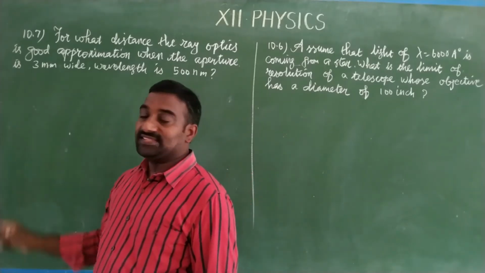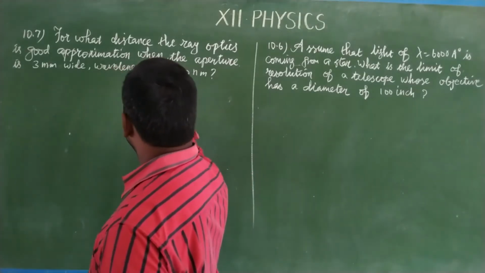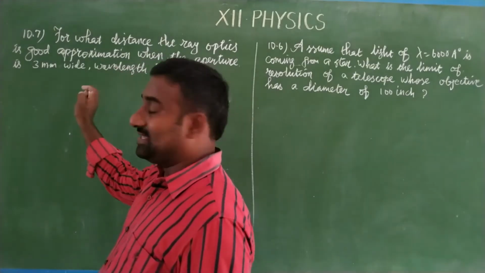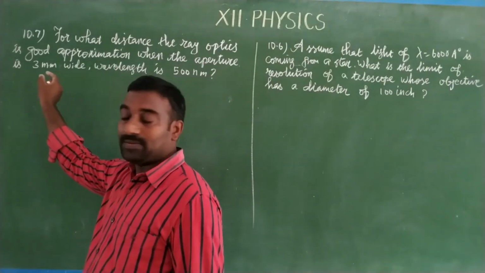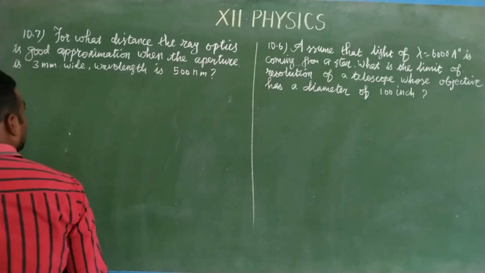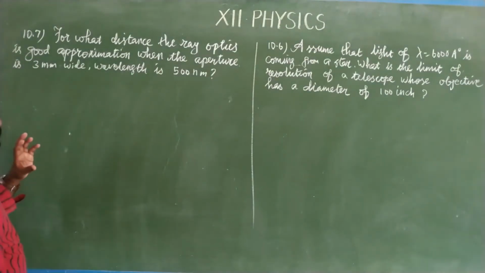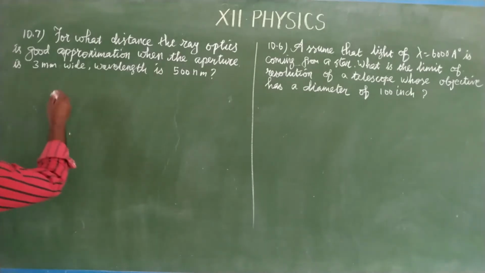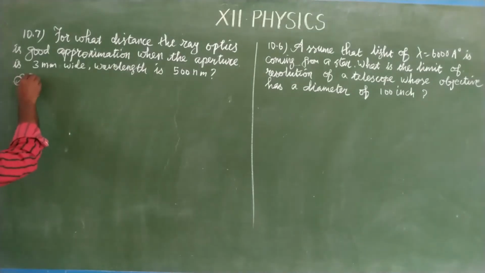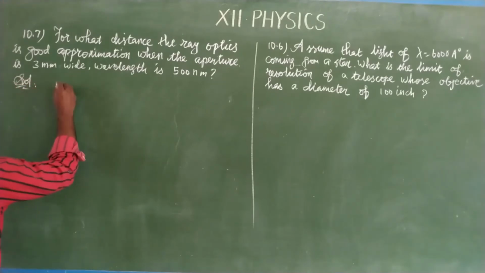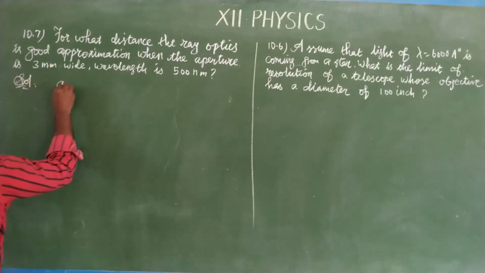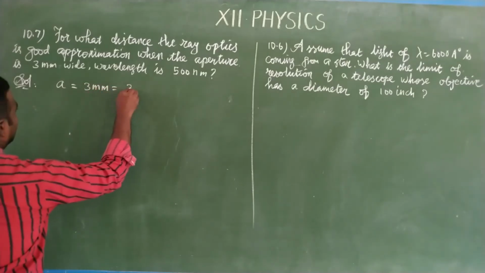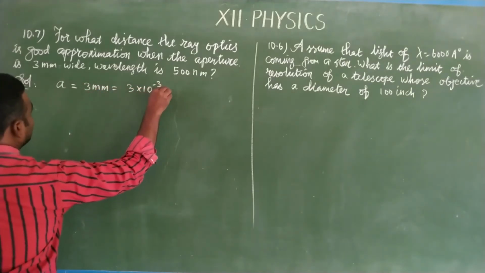Look at the seventh example. For what distance is ray optics a good approximation when the aperture is very small? What is the width of the aperture? 3 millimeter. So first write the given data. They have given the width, 3 millimeter, that we can write as 3 into 10 to the power minus 3 meter.